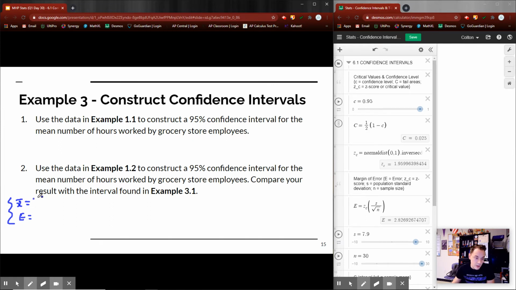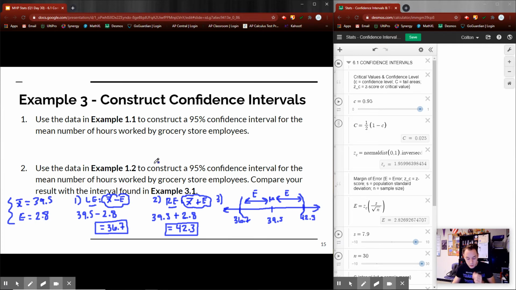Your x bar here was 39.5. We got that from example 1.2. And then from example 2.2, what we got for my margin of error was 2.8. So use this to find your left endpoint, and then your right endpoint, and then see if you can graph it as well. So go ahead, pause the video, and see where you get.